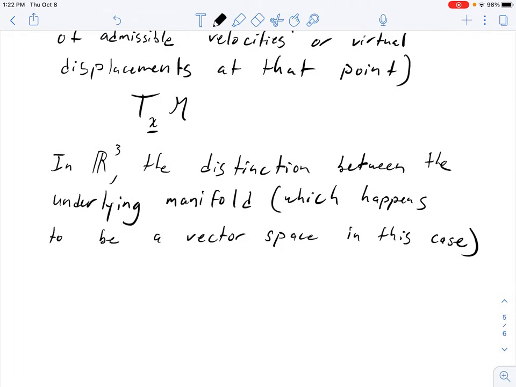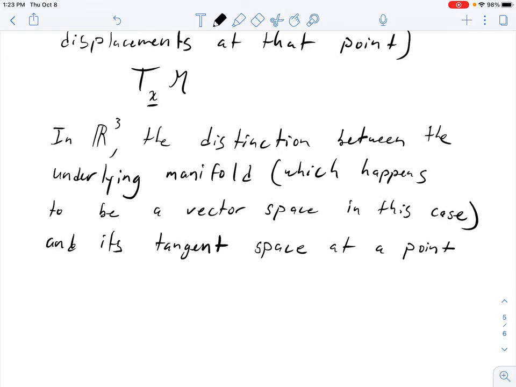And its tangent space at a point. So the tangent space is always a vector space. You can think of it as the set of admissible velocities at a point, and if you're in anything that locally looks like Rn, then that's always going to be a vector space.